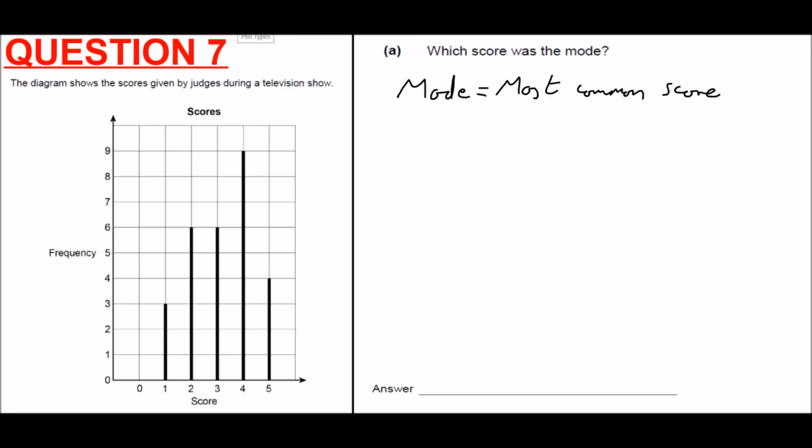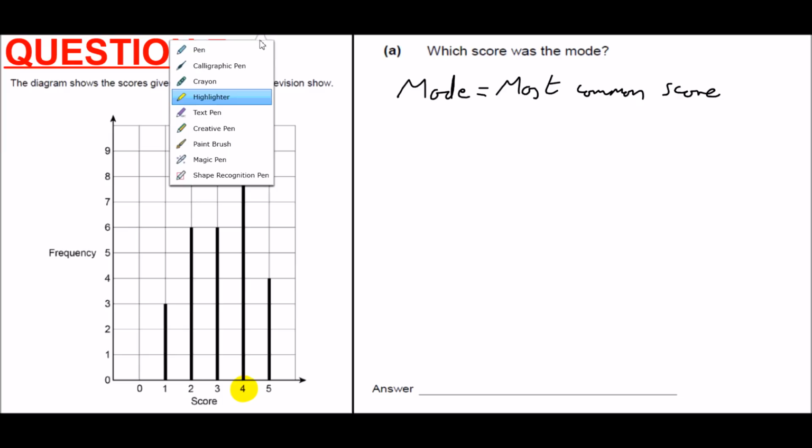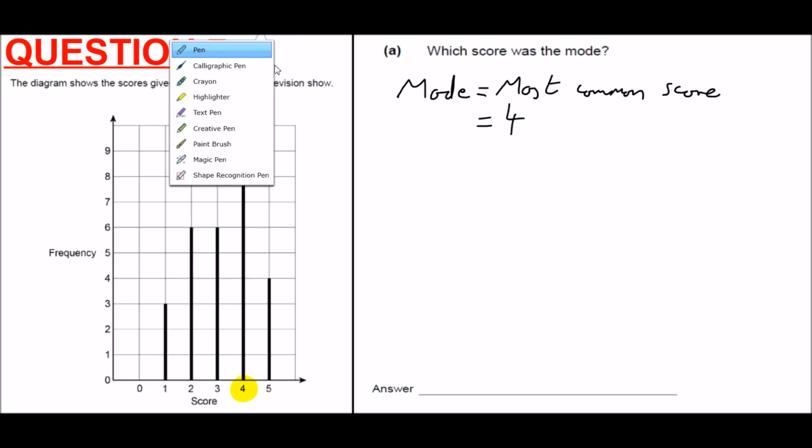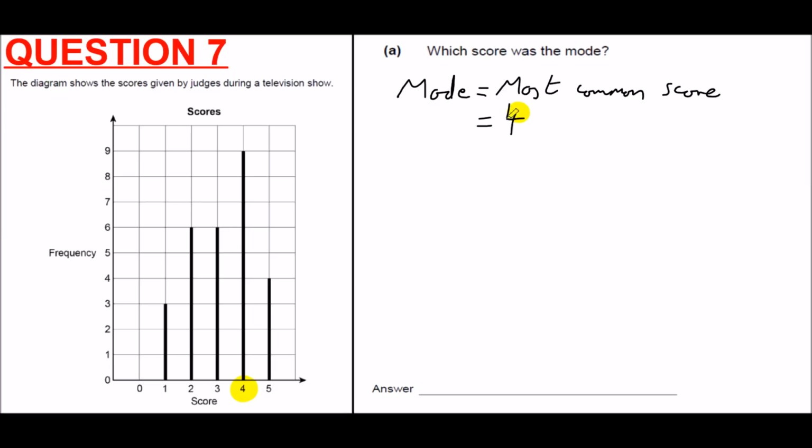So we can get this information from just looking at the graph. So the mode is going to be the score of the highest frequency. So it's going to be the one with the biggest bar, which is this one here. So the modal score will be 4, because more 4s were given than any other score. For example, 0 wasn't given at all, but 9 4s were given out in total. So the mode is 4, and that's what we need to write down for our answer.